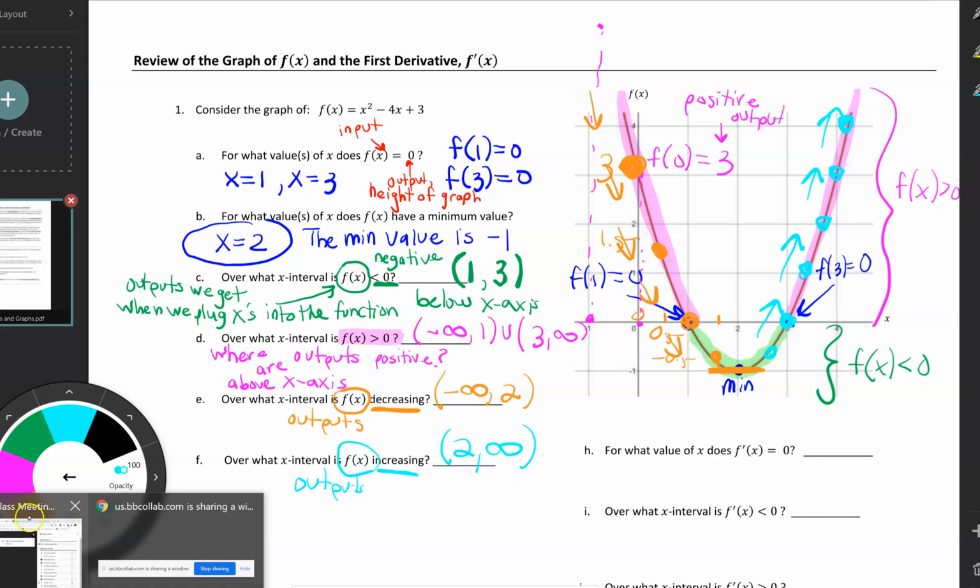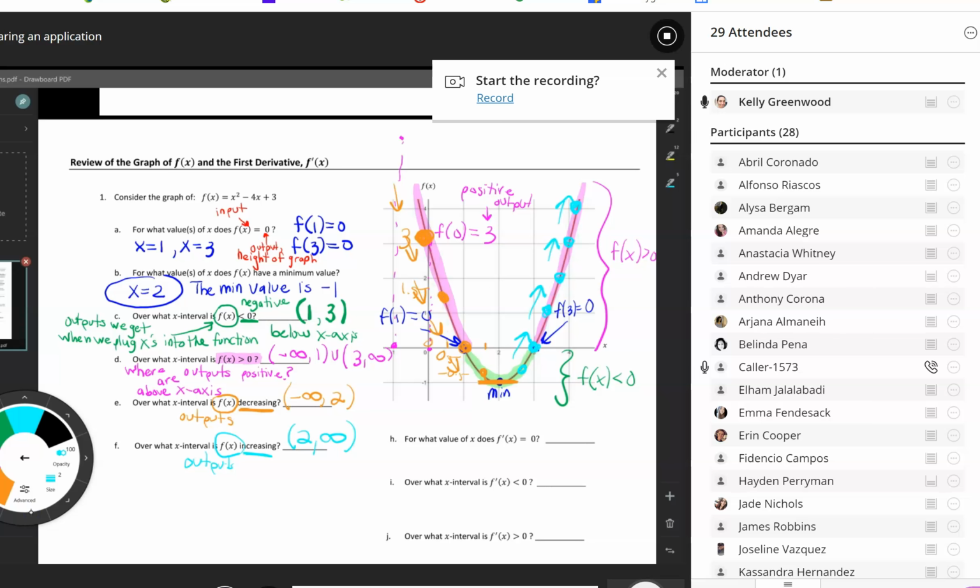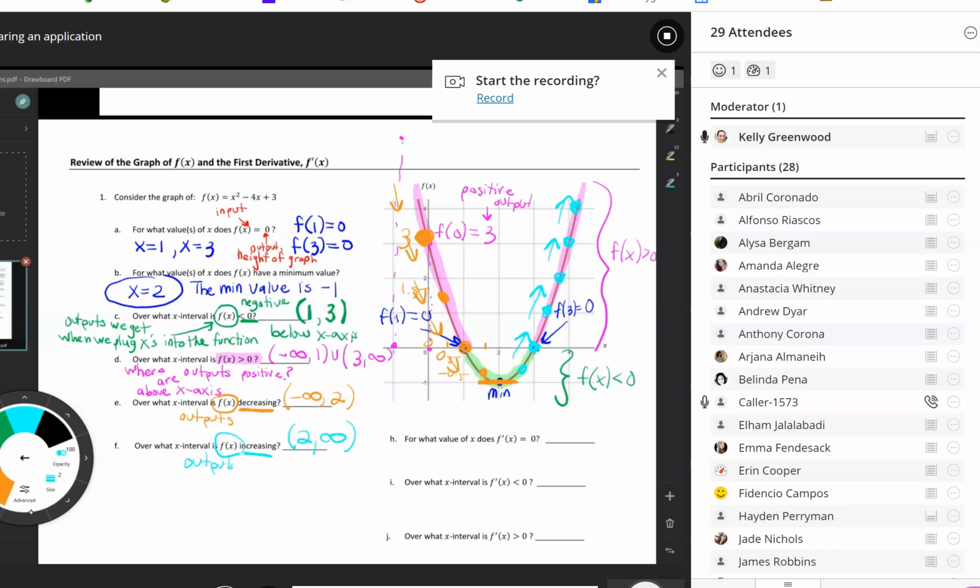Okay, so give me a status to show me how you're feeling on these ideas of outputs f of x decreasing and outputs increasing. Because all of these are going to get connected to derivatives in a minute. So I have to make sure you understand the algebra before we can jump into the calculus. Okay, algebra review over. We're going to start connecting it to calculus.